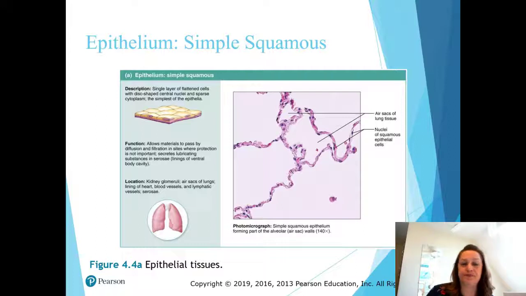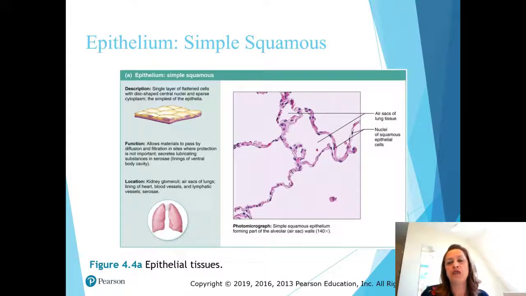function, and the location. So this one is simple squamous, one layer, flat cells. It logically looks like it would be easy for things to pass across that. So if you'll notice the function, it says diffusion, filtration, in a site where protection is not important. That little skinny flat layer of simple squamous cells is not protective at all, very delicate.